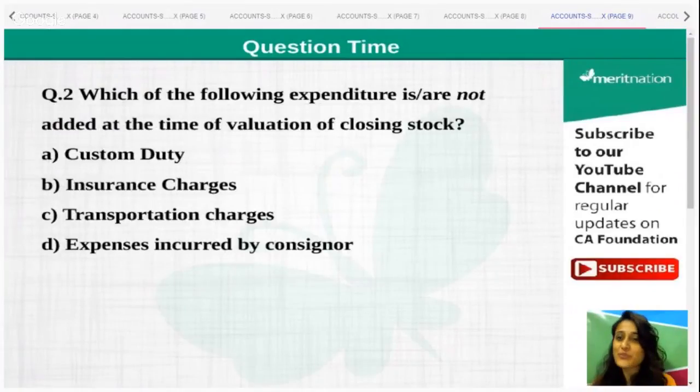Okay, question number two. Which of the following expenditure are not added at the time of valuation of closing stock? Yeah, partially right. Give me the right answer to this one. It's a confusing one, and let me see who gives me the right answer here. You have to apply the logic which of these items is recurring and which of them is not recurring.